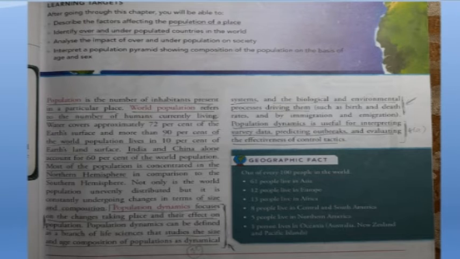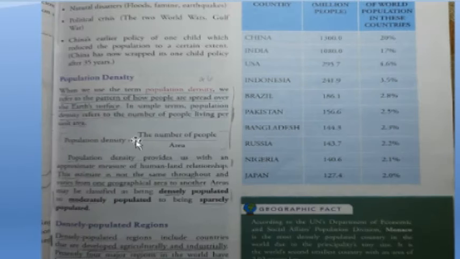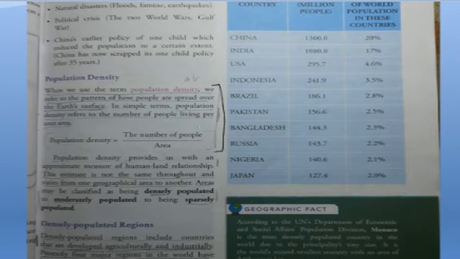And answer B, what is population density? So population density, answer fourth B. When we use the term population density, we refer to the pattern of how people are spread over the earth, from here to here. This formula: population density is equal to the number of people upon area. From here to here. This is answer 4B.